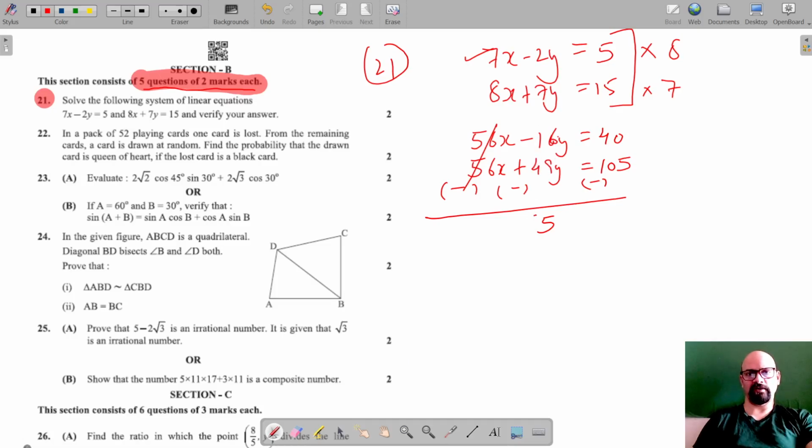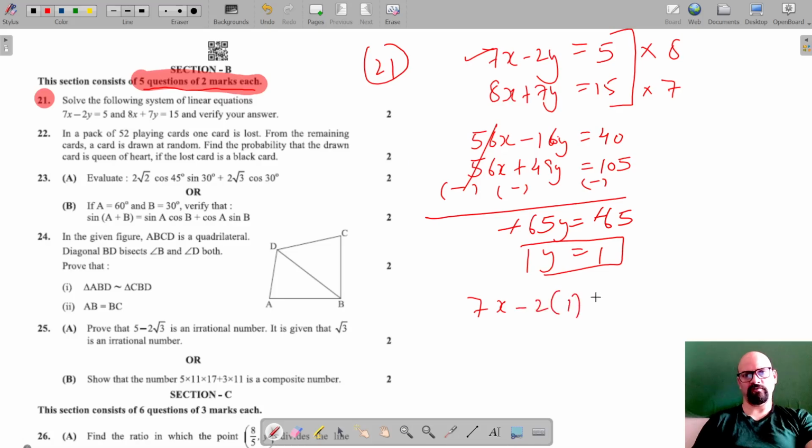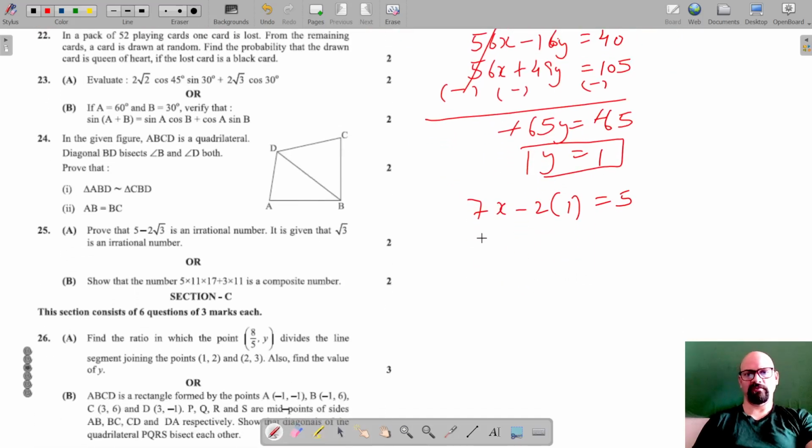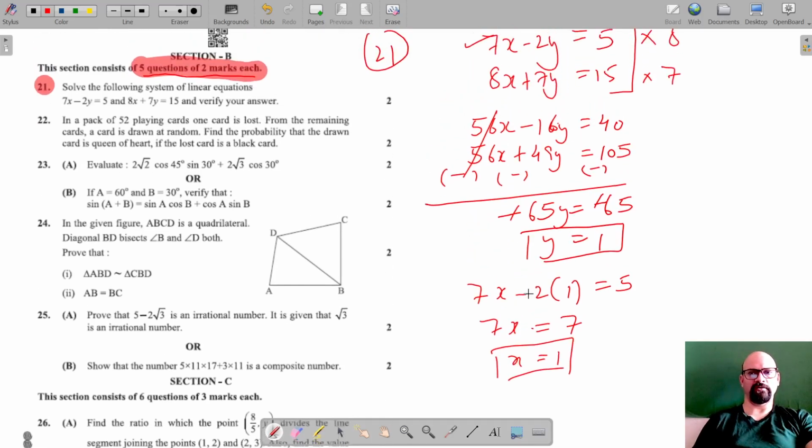And if we subtract these equations, this gives us minus 16 minus 49, which is minus 65y, and this is equal to 40 minus 105, which is minus 65. So y is equal to 1. If we put y in the first equation, that gives me 7x minus 2 into 1 is equal to 5. So 7x is equal to 7 and x is equal to 1. So the value of x and y is 1.